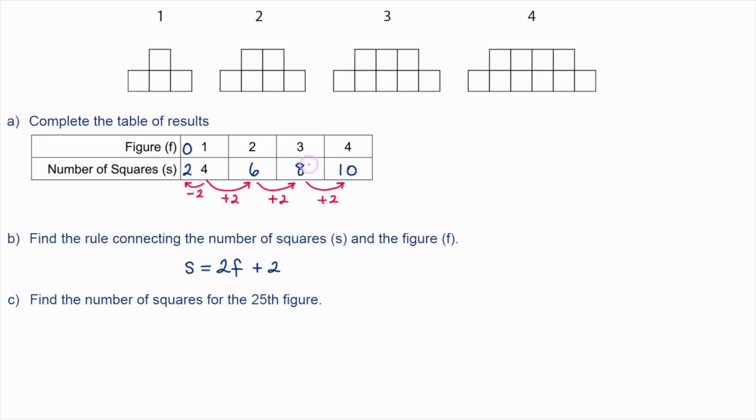Now this actually helps with the next question. It says find the number of squares for the 25th figure. In other words, F is 25. So if we substitute 25 into this equation here, we would get that S equals 2 multiplied by 25 plus 2. So S equals, well, 2 multiplied by 25 is 50, and 50 plus 2 is 52. And therefore, there are 52 squares in the 25th figure.